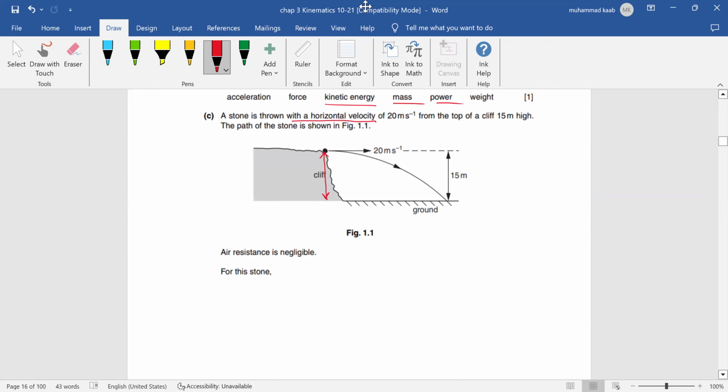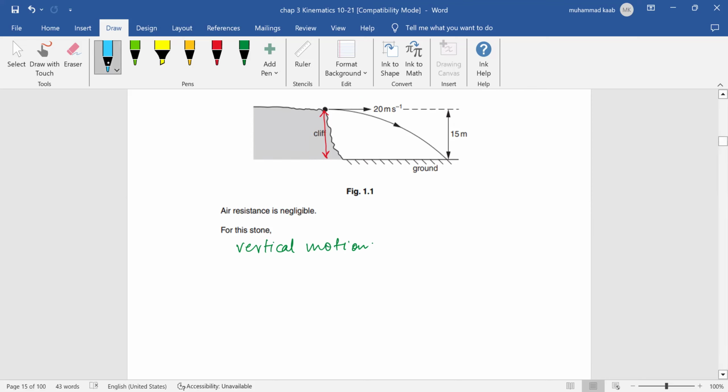Fine. So which motion will you consider, the vertical or the horizontal? The vertical. Very good. For vertical motion, will you use the equation of motion or just speed is equal to distance upon time? No, bro. Vertical motion is influenced by gravity, and gravity causes acceleration. So vertical motion is constant acceleration motion, so you have to use the equation of motion and not distance over time.